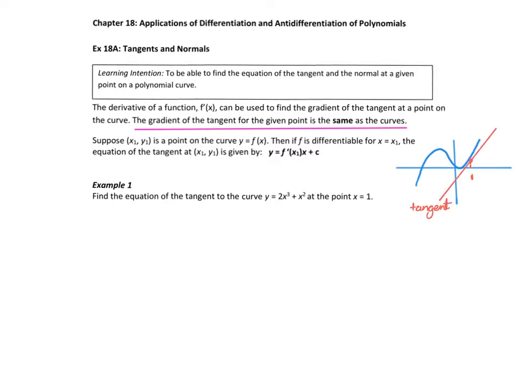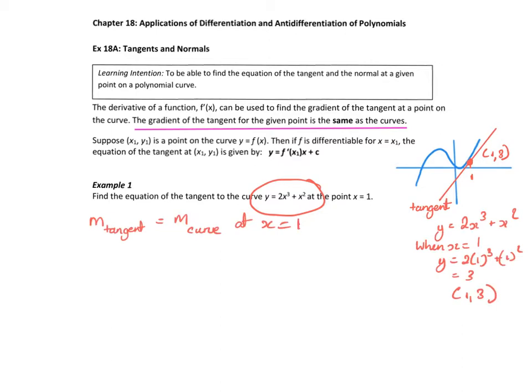So what do we know? We know that x is equal to 1 there. Now if we substituted 1 into this equation, we'd get y is equal to 2 times 1, which is 2, plus 1, which is 3. So at the coordinate (1, 3), the tangent touches the curve, and at that particular point, the gradients are the same.